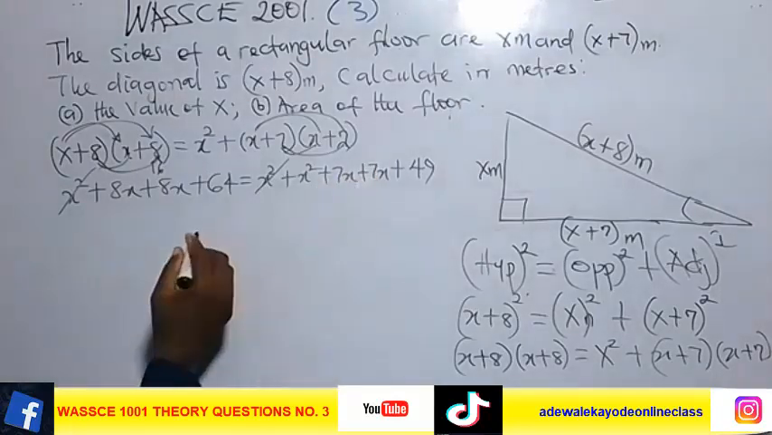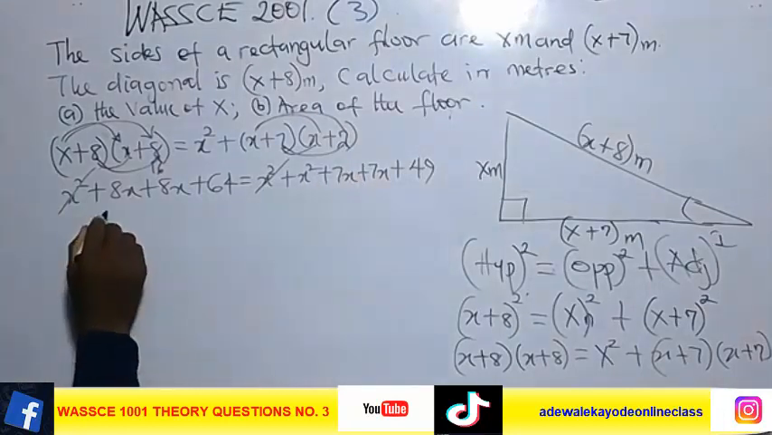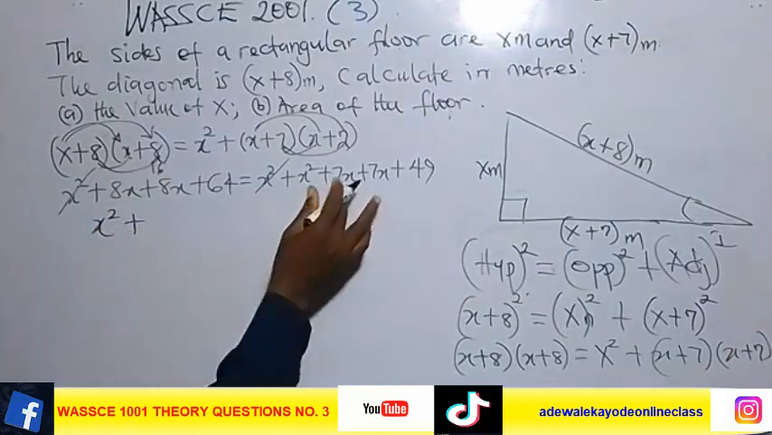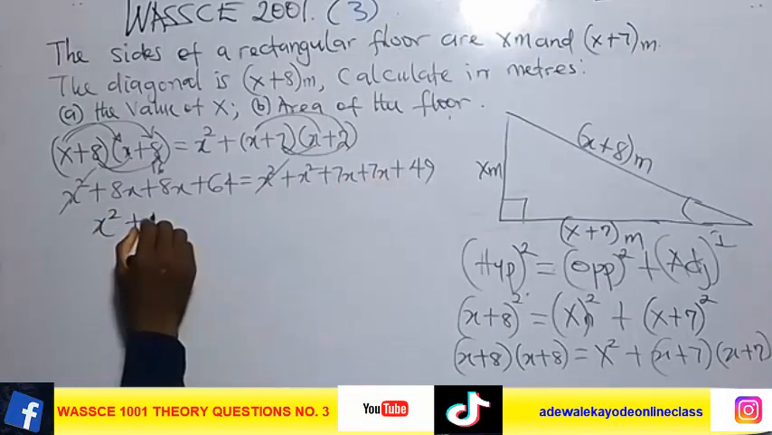Okay, so let's collect it to this side. That will give us x squared plus, don't forget, this is 7x plus 7x.